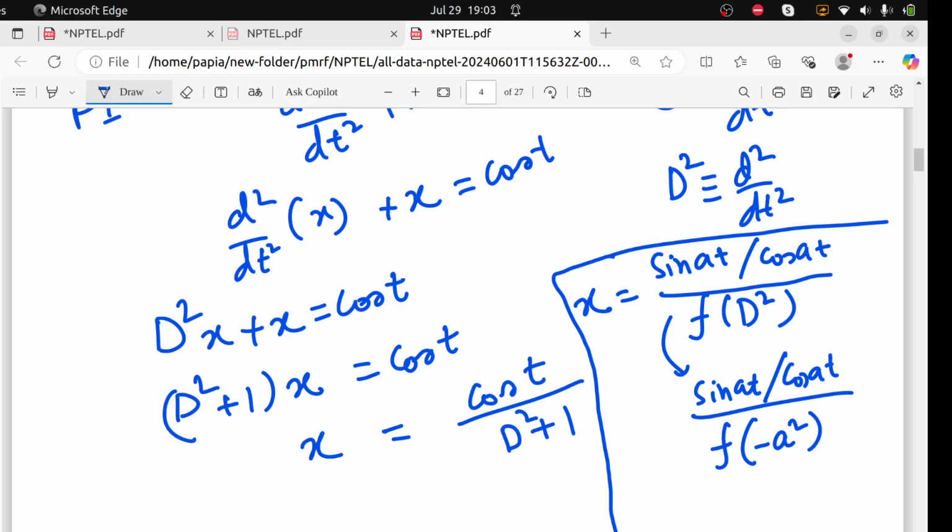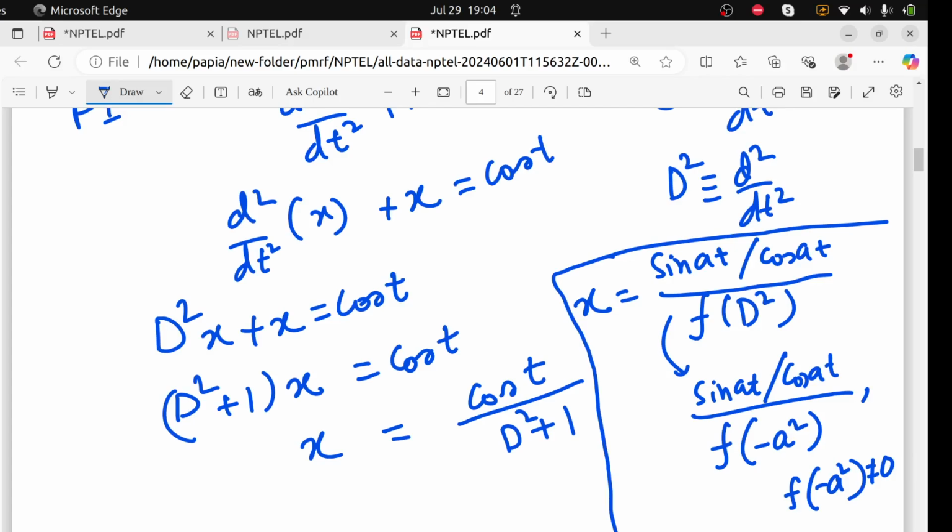It is not like that D will be replaced by a. No, D square will be replaced by minus a square. Okay, this is the solution. And here one condition is given, that f of minus a square is not equal to 0. If it is 0, then you can understand something divided by 0 is undefined, it will give us an infinite value. So this condition will not be satisfied if f of minus a square equals 0.